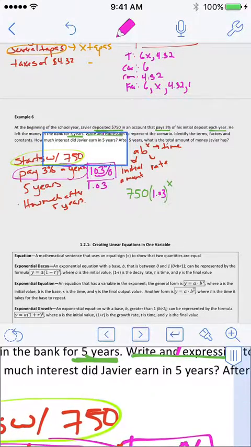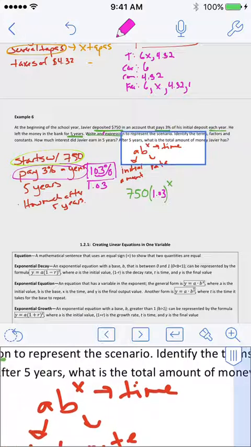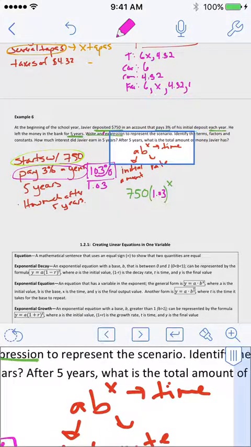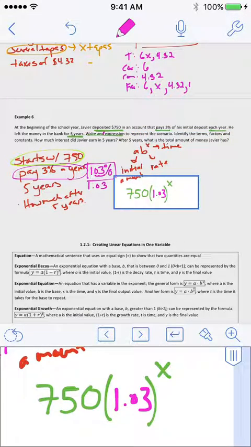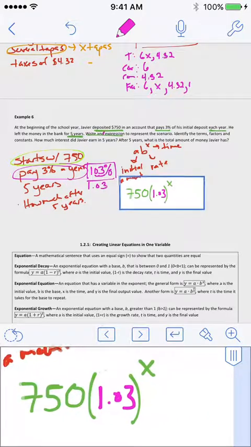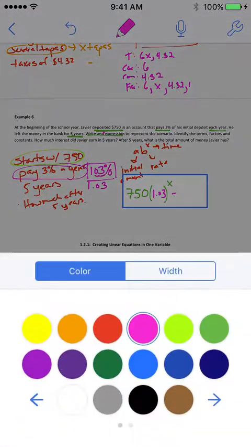How much interest? So let's actually do the second question first because it's going to come straight out of our expression. We'll do the first one in just a sec, I promise. So after 5 years, what is the total amount of money Javier has? That comes straight out of our expression. Here we want to know after 5 years, x is our time.